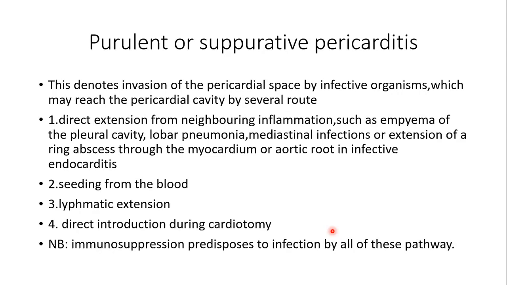Okay, so we also have the purulent and the suppurative pericarditis, and this denotes invasion of the pericardial space by infective organisms, which may reach the pericardial cavity by several routes. So it could happen by direct extension from neighboring inflammation. For a patient who has empyema, for example, or lobar pneumonia, the close proximity to the heart, to the pericardium, can actually allow infection of the pericardium. Then we also have hematogenous spread, lymphatic extension, and direct introduction of microorganisms during cardiotomy. And patients with immunosuppression also tend to be susceptible to infection by all of these pathways.